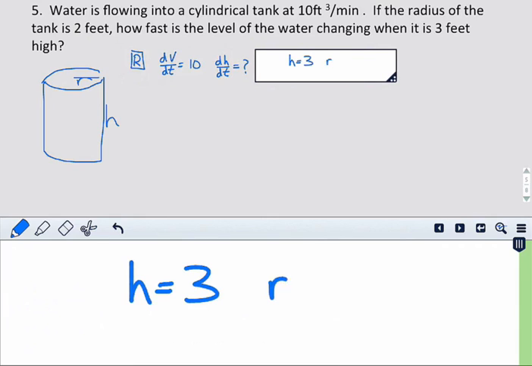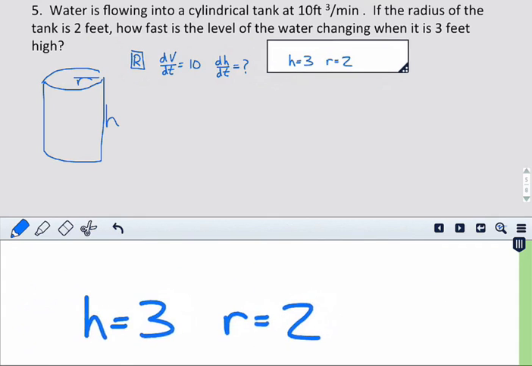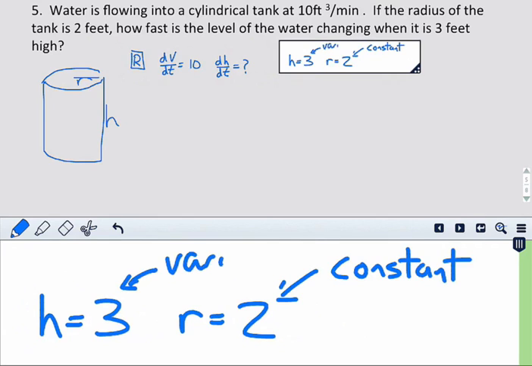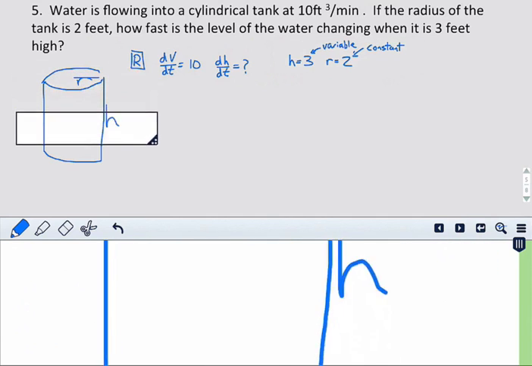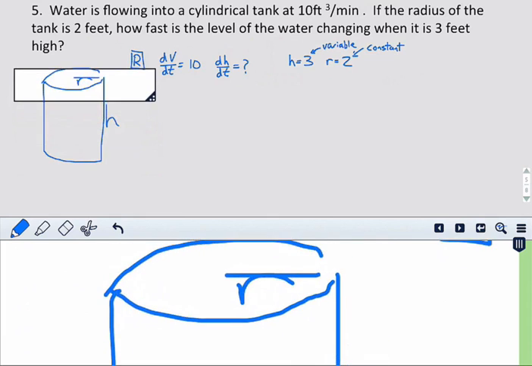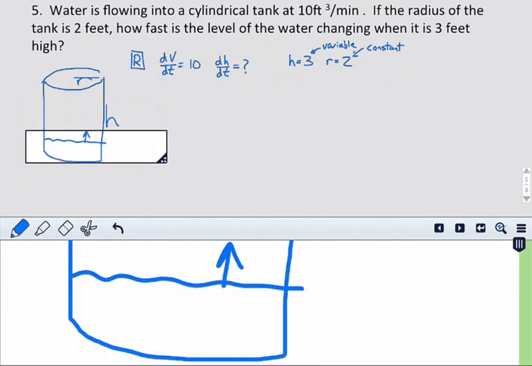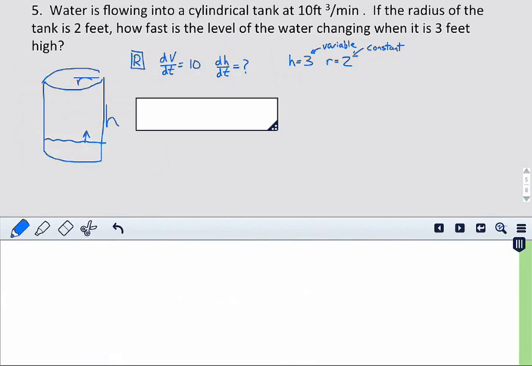Now you also notice that the radius of the tank is 2, and this is pretty important that the radius here is constant. So this is not changing, but the height here is variable because the height is changing. Okay? And we know the radius is constant because in a cylinder, the radius is always the same. But the height, right, as the water level increases, the height of the water actually changes. So let's go ahead and get our equation now.